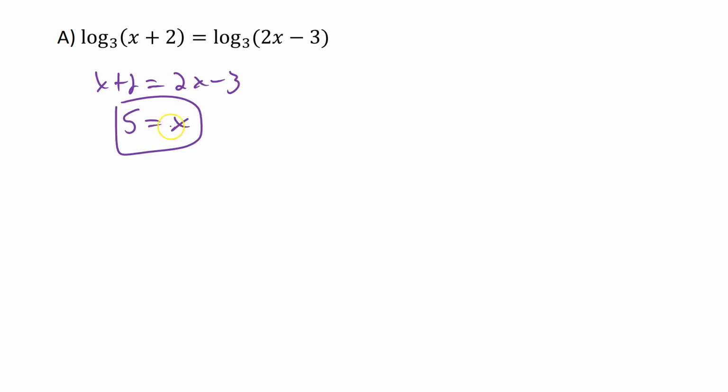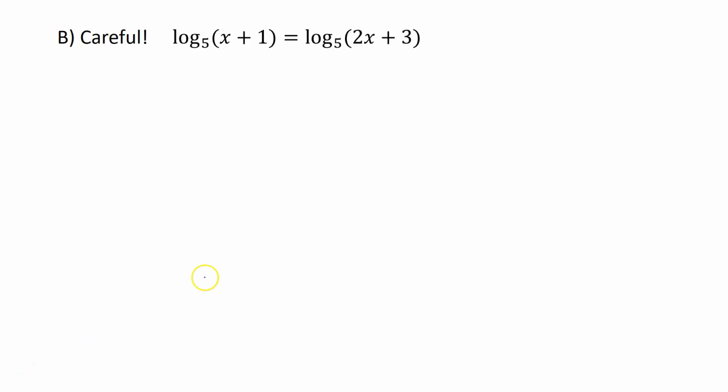Now, it's going to become important later. If you plug it back in, double check. 5 plus 2 is 7. 2 times 5 is 10 minus 3 is 7. So I have log base 3 of 7 equals log base 3 of 7. Checks out.